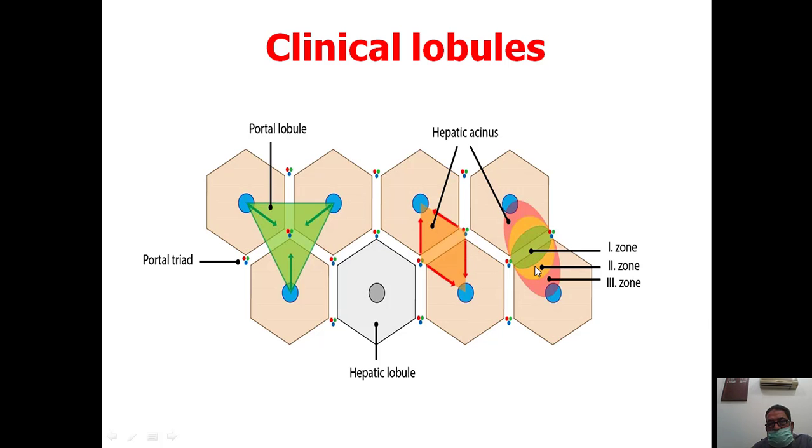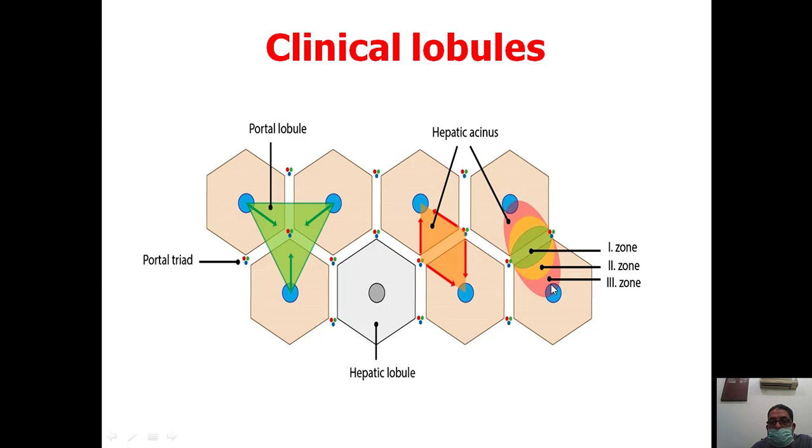Zone 2 is relatively less vascular. Zone 3 is least vascular, because the blood vessels, that is the hepatic artery and portal vein, drain from the periphery to the center. So this green area is much more vascular, more nutrient-rich, more oxygenated, and less so toward the central vein, which is less oxygenated and less nutrient.